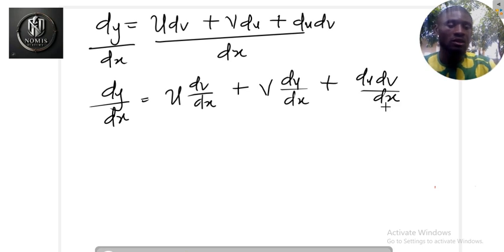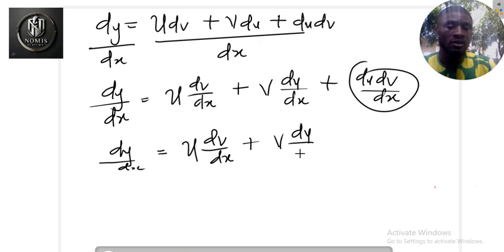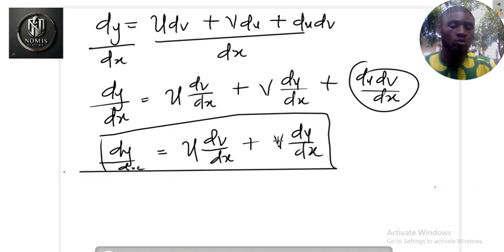So when we take the limit of dx tending to 0, everything here becomes 0. So we are left with dy dx. If you have not watched our video on limit, please go and watch so that you understand how du dv divided by dx can just become 0 by the limit of dx to 0. So dy dx equals u dv dx plus v du dx. So this we call the product rule.